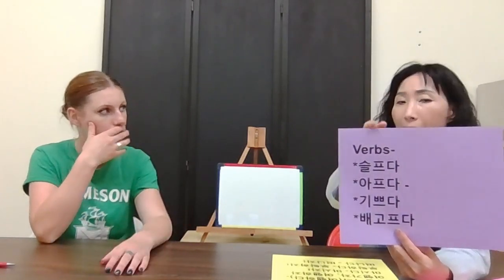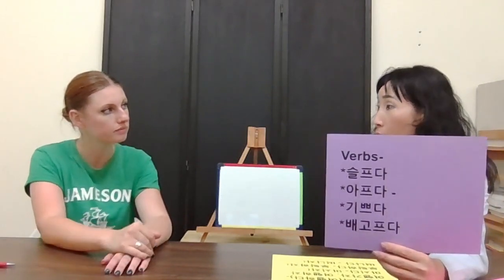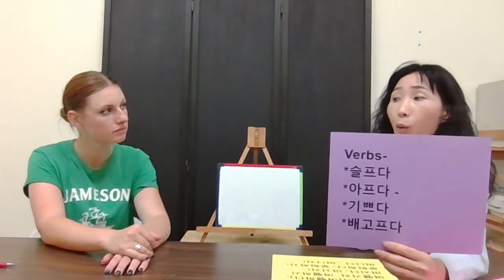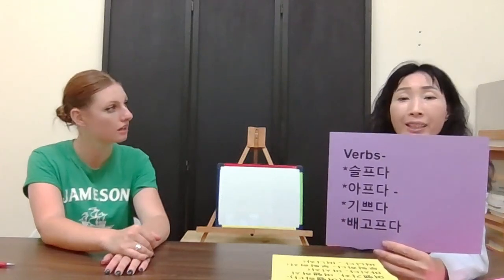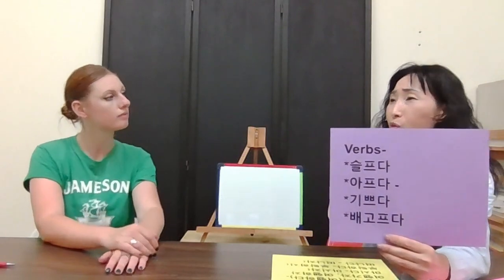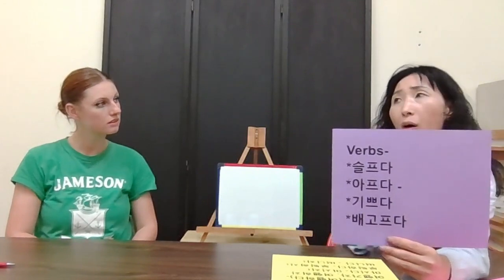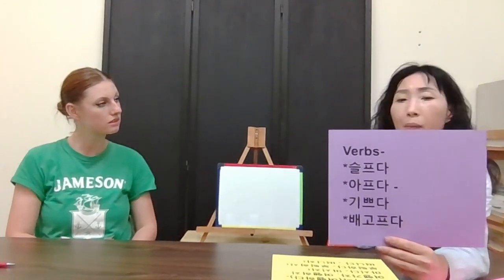In Korean, you can make a sentence without a verb. Just 나는 행복하다, I'm happy. You make a sentence without a verb. So this sounds very much like an adjective to English people. And many times in Korea, people also think, oh, it's not a verb. But they are all verbs. How do you know?